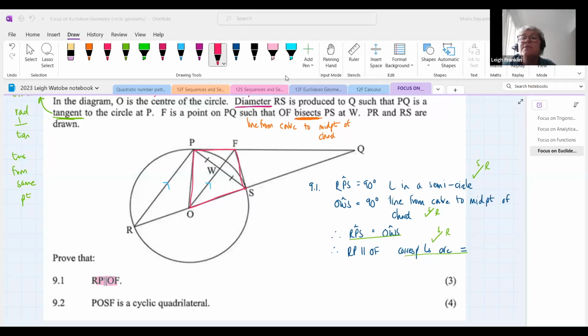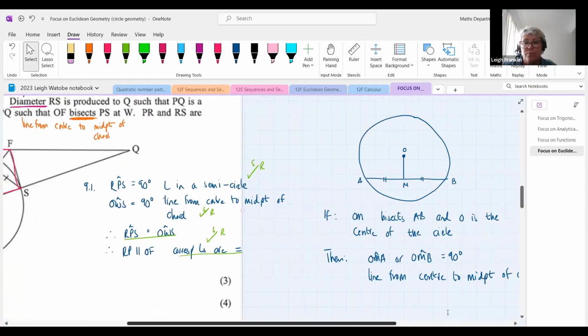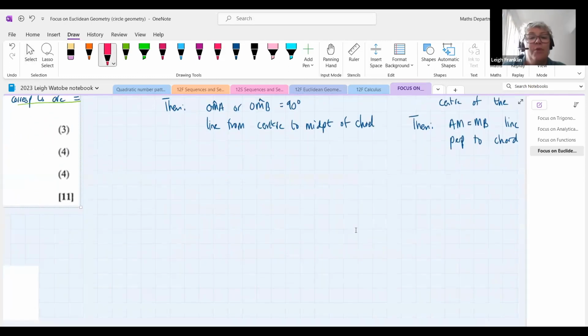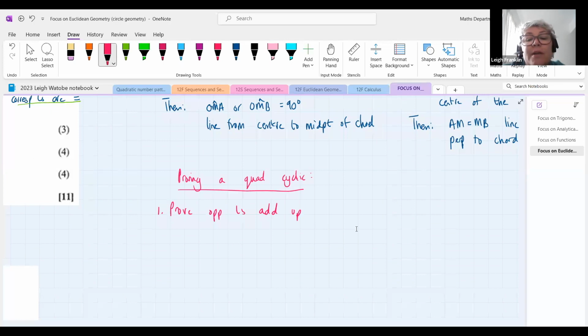Okay, so the opposite angles add up to 180, correct? Opposite angles are supplementary, quite right. That's one of them. So let's just make a little heading over here. Proving a quad cyclic. So you guys are saying the one way we could do it is to prove the opposite angles add up to 180. Okay, cool.